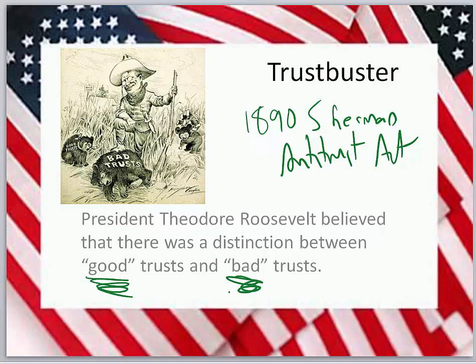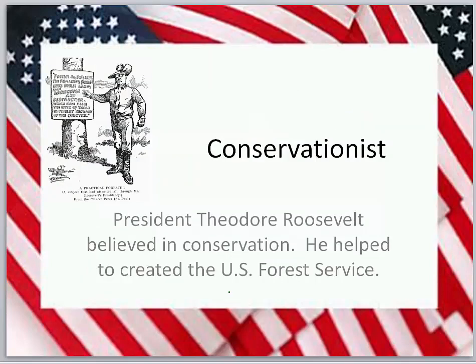And then the last topic for the Square Deal, Theodore Roosevelt was a conservationist. Now, a conservationist is someone who believes in preserving land and the environment. He helped create the U.S. Forest Service. He also was very much supportive of national parks.